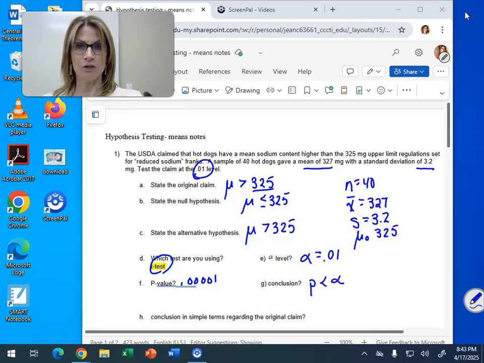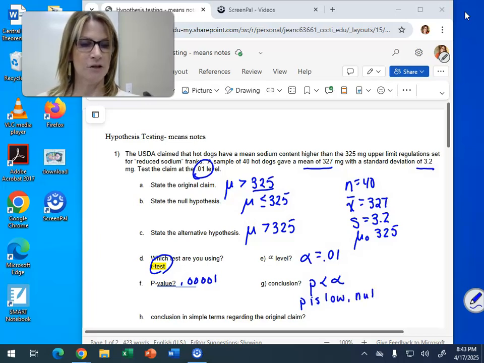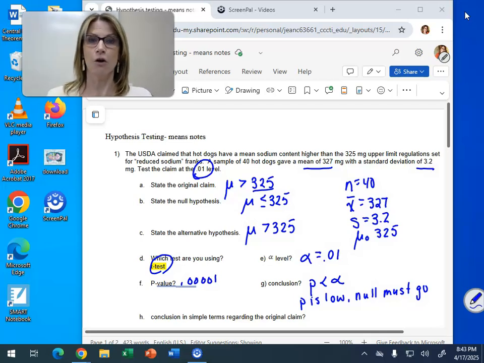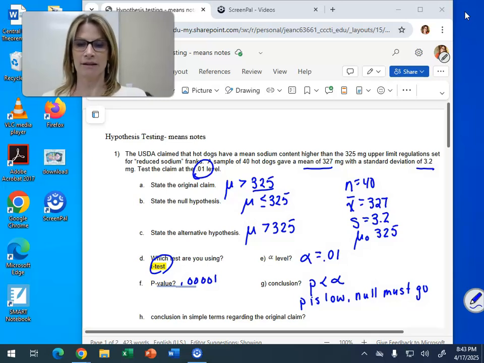And if you look on your sheet that says, do not lose this sheet, it will say P is low and the null must go. P is low, null must go. So, very, very lightly, take your pen or your pencil or whatever, and you're going to come up here and you're going to mark out your null. P is low, the null must go.